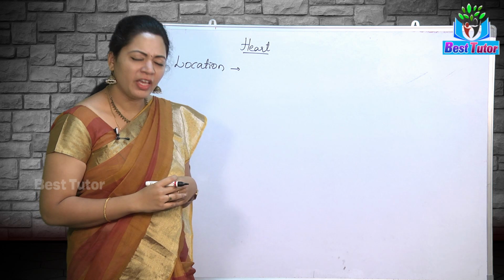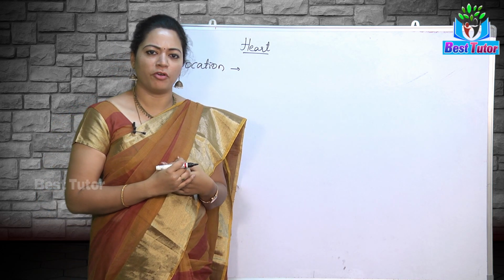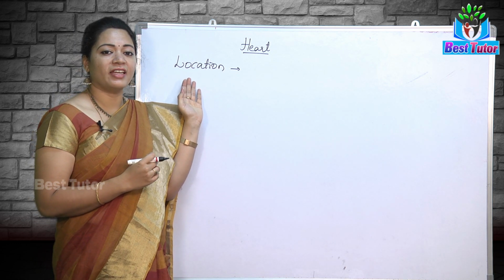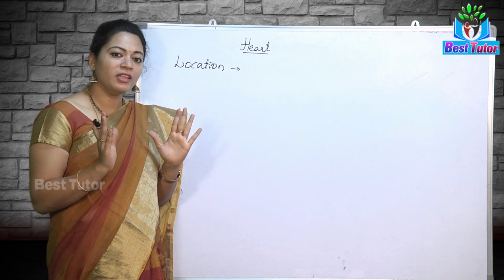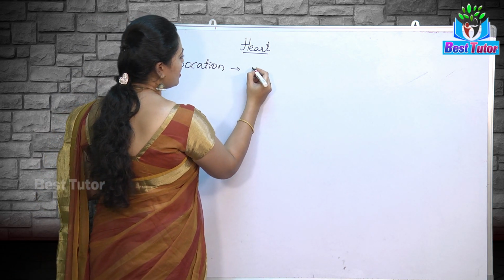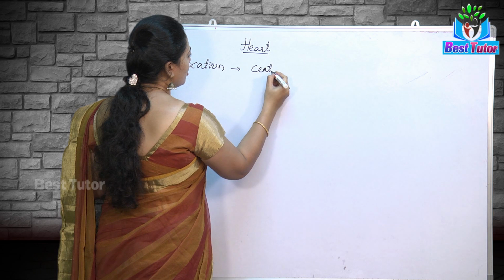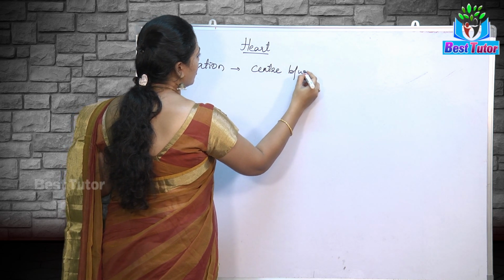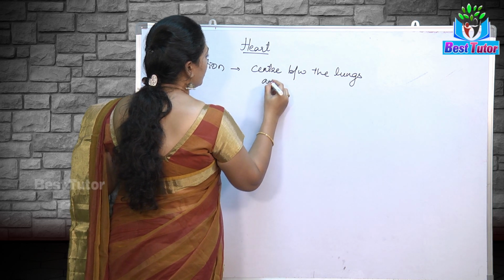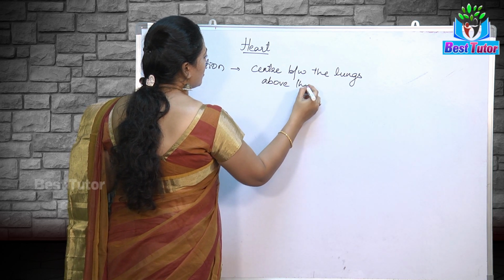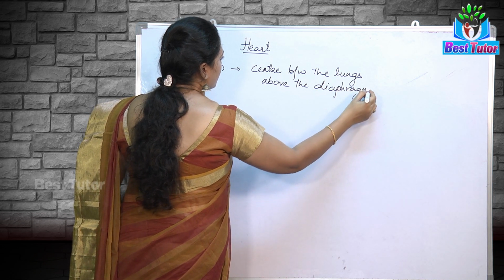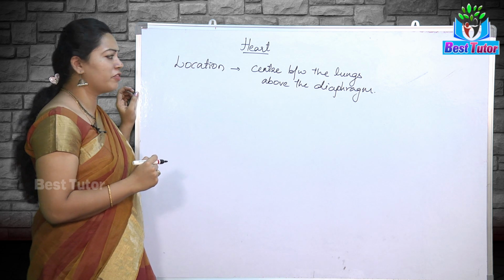Now, usually we feel that the heart is almost on the left side of our body, but it's not true. Look, the heart is exactly located at the center between the two lungs, just above the diaphragm. So, the location of the heart is at the center between the lungs, above the diaphragm. Right, so this is the location of the heart.